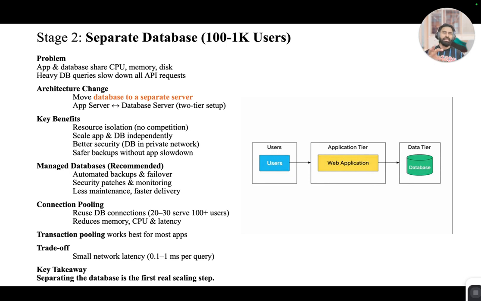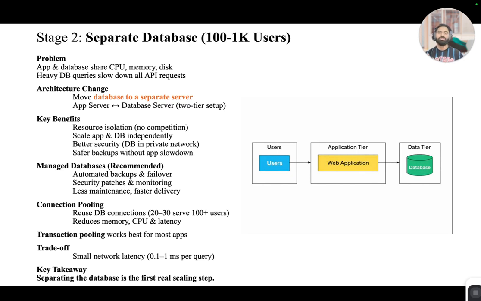With this, it will add a network latency. So each query now adds around 0.1 to 1 millisecond to get a call, right? Or to finish up a call. So for most apps, this is nothing, but the problem only appears if your code makes hundreds of DB calls per request, if the user is using the N+1 query pattern.